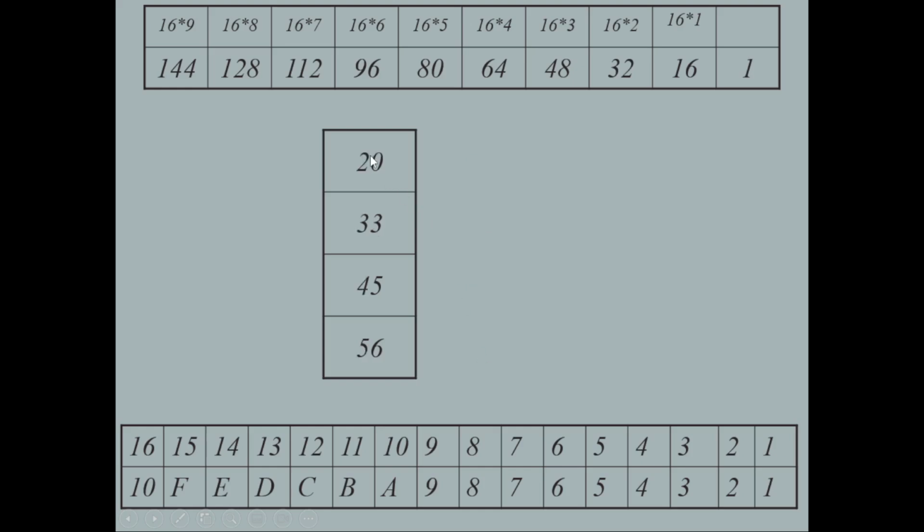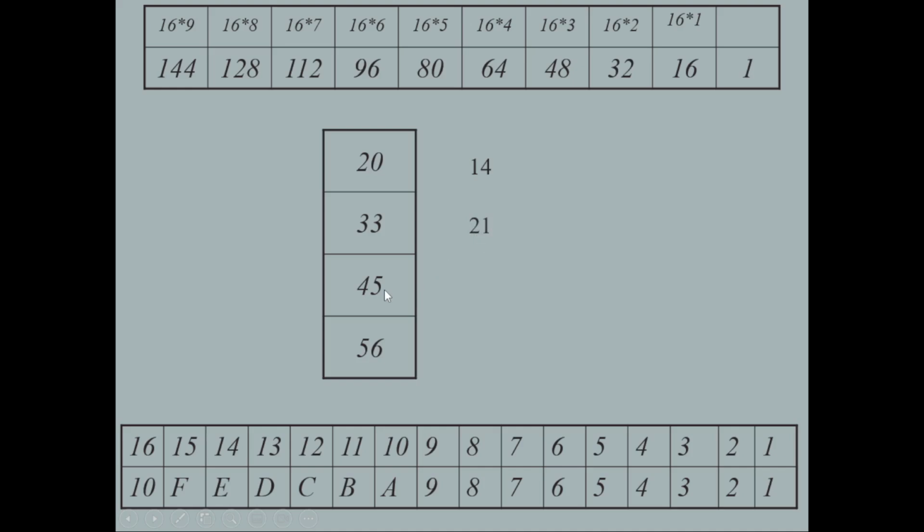Okay, so 20. Ask yourself, how many times does 16 go into 20? I've got the little cheat sheet up here, and you can see 16 times 1 is 16. What's left over? 4. So the answer is 14: one group of 16, 4 left over. 16 plus 4 is 20. How many times does 16 go into 33? It goes in twice. 16 times 2 is 32. What's left over? 1. So 21: two groups of 16, 1 left over.